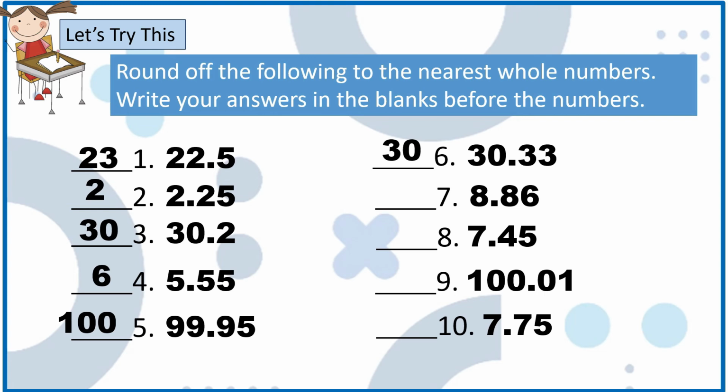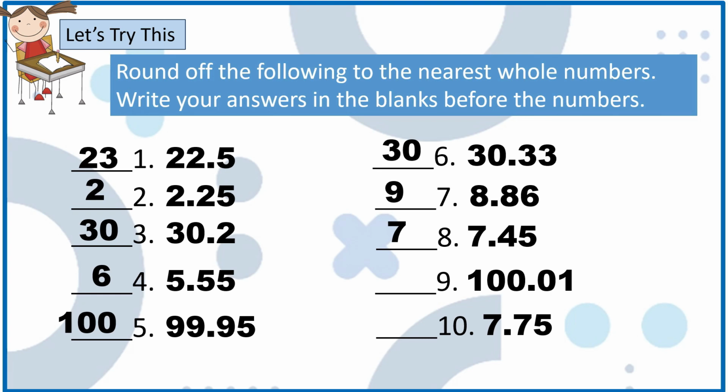Okay, 7, 8.86. 8 is more than 5, so we round up 8 to the next higher whole number, that is 9. Okay, for number 8, 7.45. Since 4 is less than 5, we just drop all the numbers after decimal point and retain the whole number, that is 7.